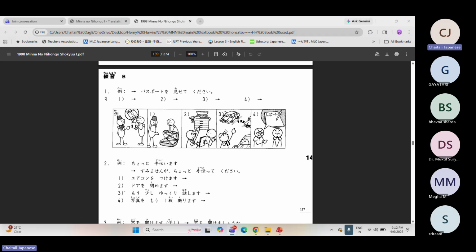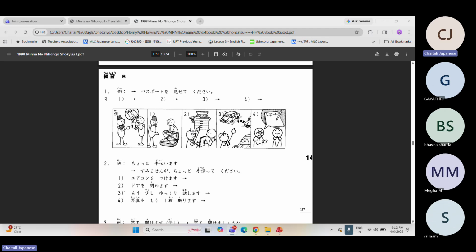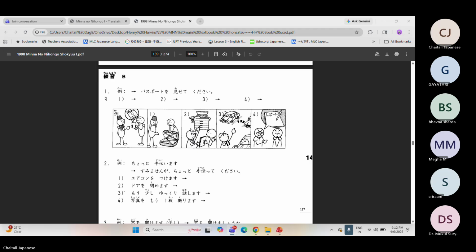Next is Xerox. So copy shite kudasai. Copy o shimas is to take Xerox. Literally means to take Xerox. So copy shite kudasai. Then third will be park your car there. So the answer will be, form the sentence.